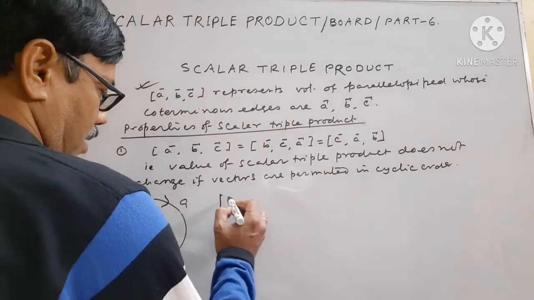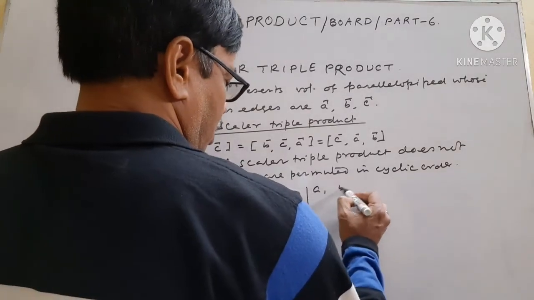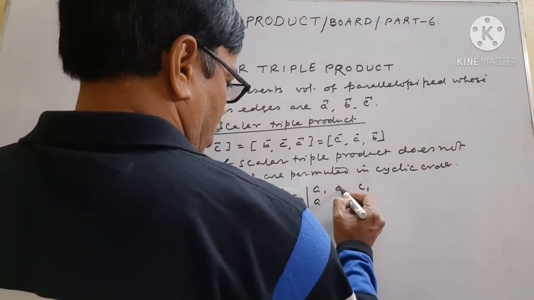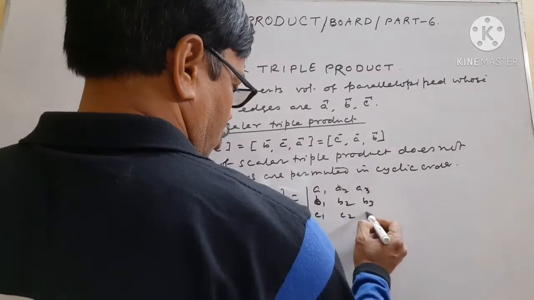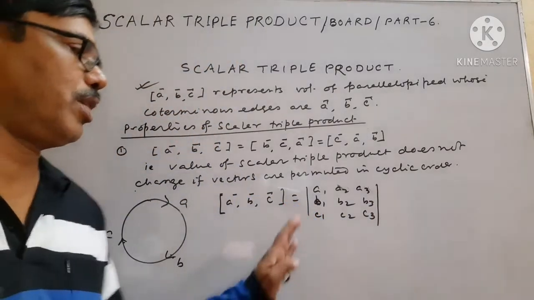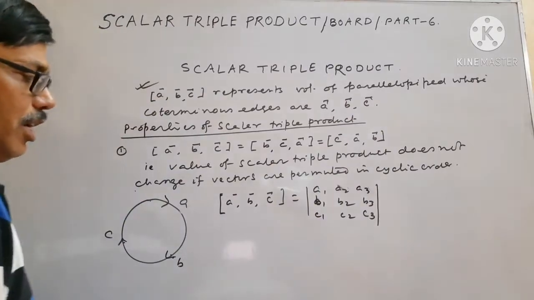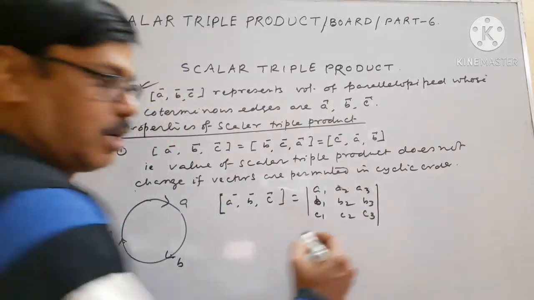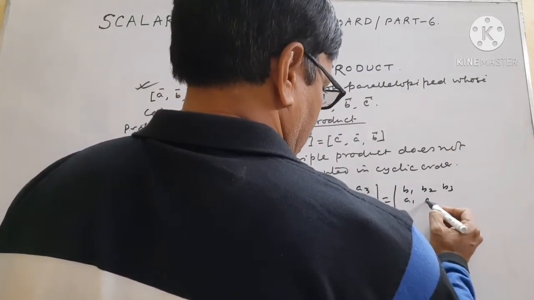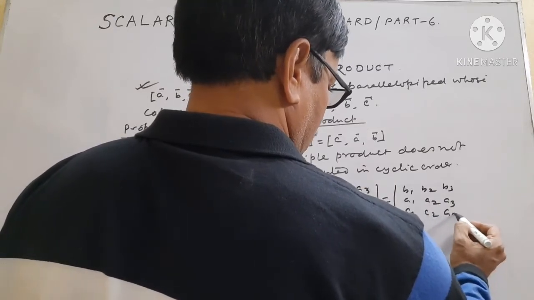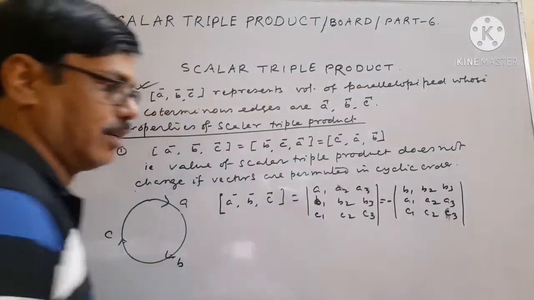Look, box ABC equals the determinant with rows A1, A2, A3; B1, B2, B3; C1, C2, C3. If we take A equals A1i + A2j + A3k, B equals B1i + B2j + B3k, C equals C1i + C2j + C3k. Now, if we change the first and second rows, then B1, B2, B3; A1, A2, A3; C1, C2, C3. So interchange of two rows, we get a minus sign.